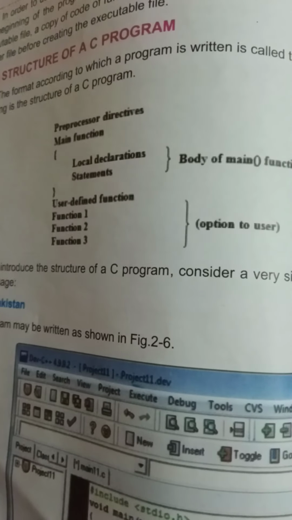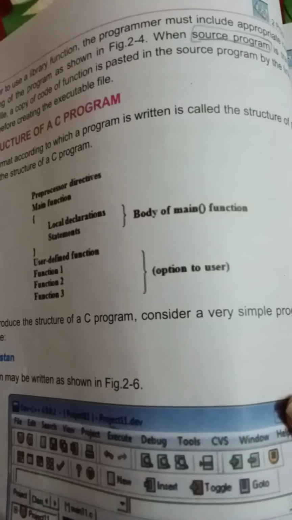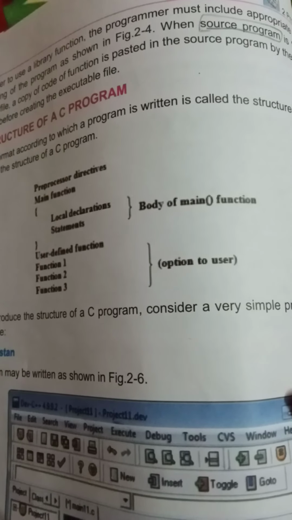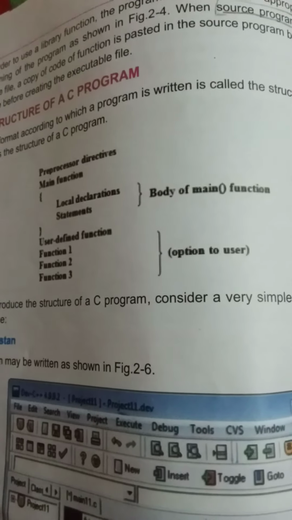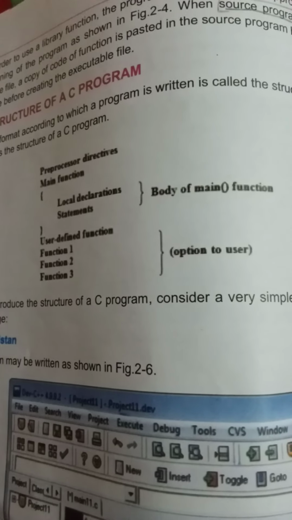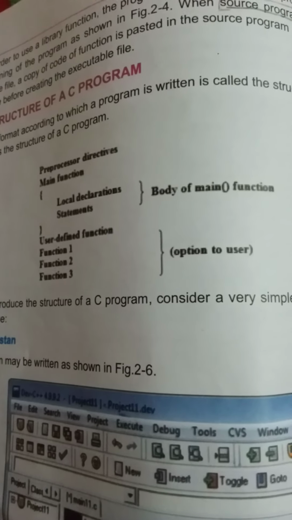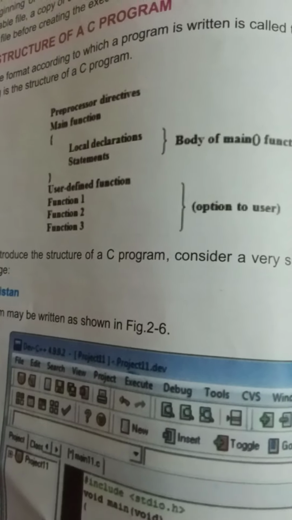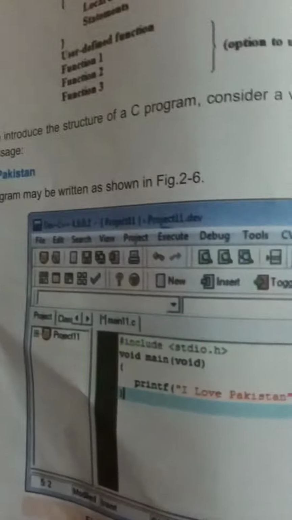When we write a program in C language, or a high level language, the program written in a high level language is known as the source program. The program written in machine language is known as the object program. Now I hope you will understand the whole mechanism and the whole story.